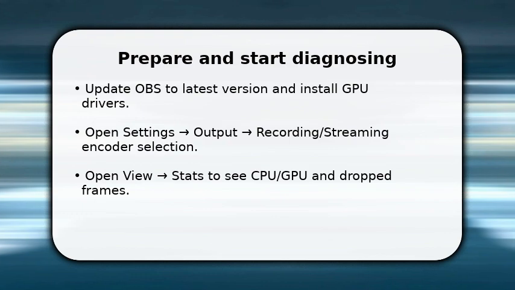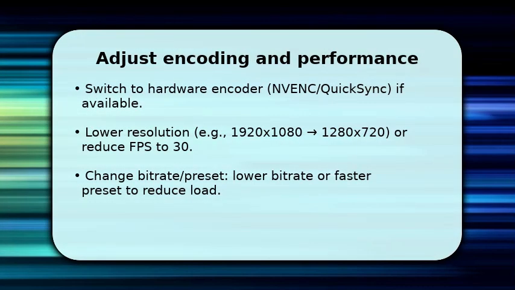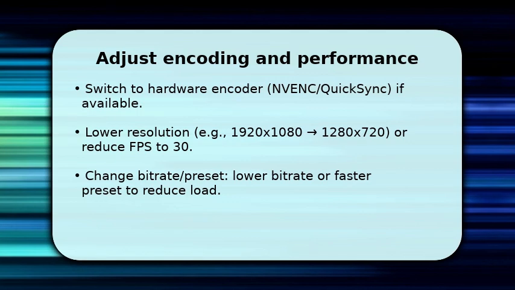Switch from x264 to a hardware encoder like NVENC or QuickSync if your GPU supports it, because hardware offloads CPU. Make sure to lower canvas or output resolution and consider dropping FPS to 30. These changes immediately reduce processing.